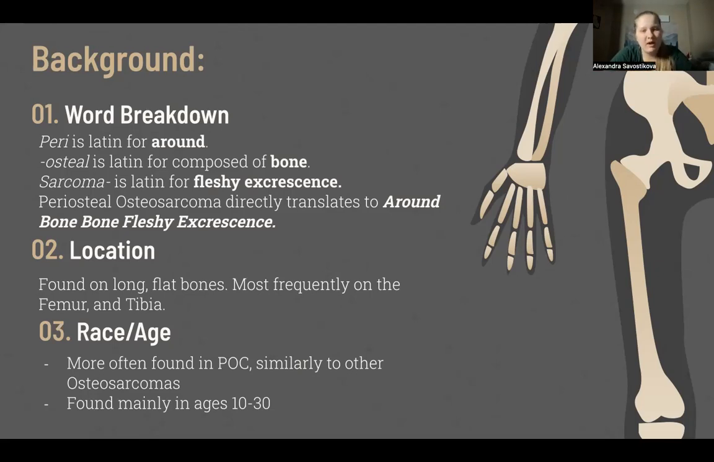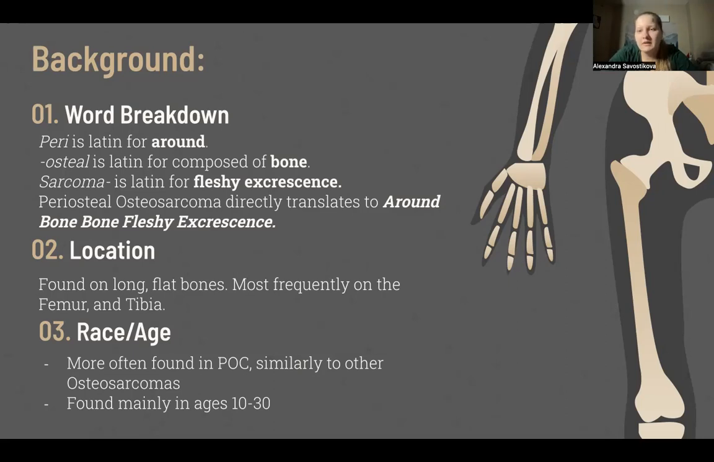The second thing we're going to cover in the background is going to be the location of it. Like we mentioned, and I had it labeled before, it's going to be found on any long, flat bones. So really, it could be anywhere in the arm, it could be up here. It really could locate itself anywhere, but it's going to be a long, flat bone. Most frequently, it is found on the femur and the tibia.